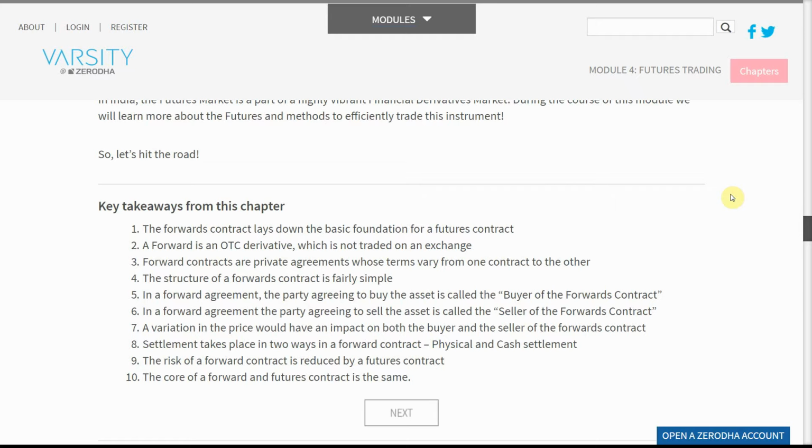A variation in the price would have an impact on both the buyer and the seller of the forwards contract. Settlement takes place in two ways in a forward contract: physical and cash settlement. The risk of a forward contract is reduced by a futures contract. The core of a forward and futures contract is the same.